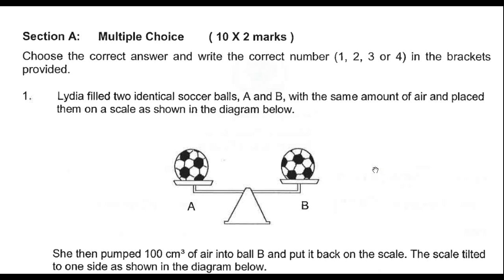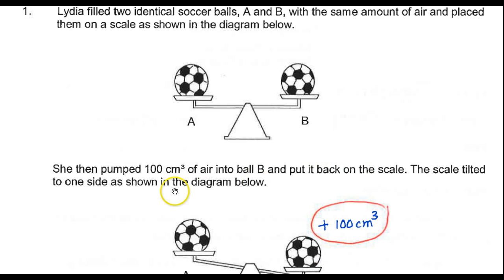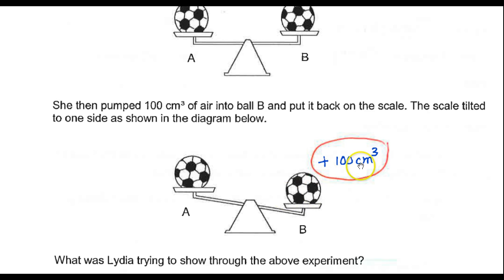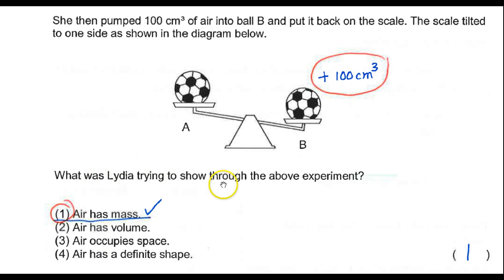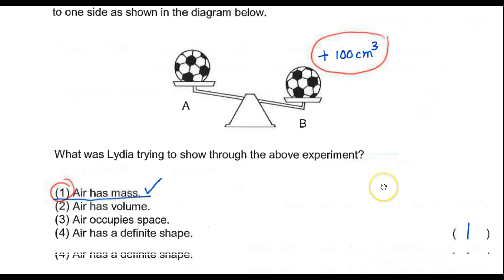Okay, now what happens is later she pumps an additional 100 square centimeter onto this ball, and now this ball is heavier, right? Ball B is heavier. What was she trying to show? She tries to show that air has mass.